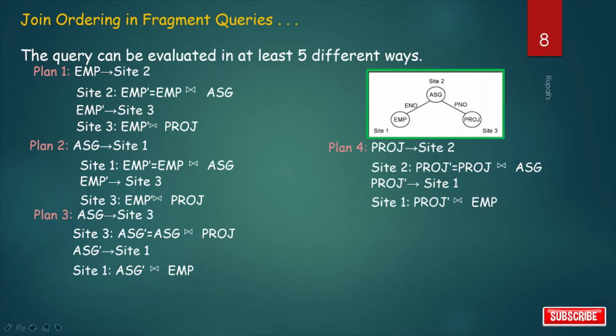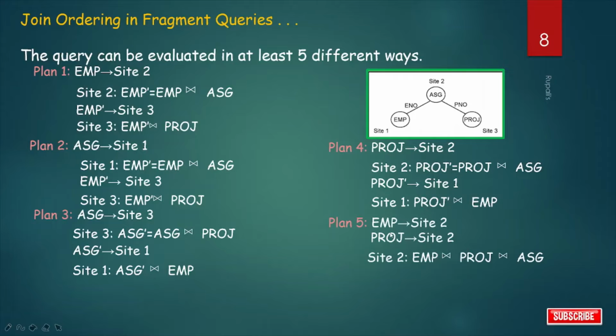Plan 4. Send project table to site 2. In site 2, do the natural join with AST table. So project natural join AST, resultant table is PROJ dash. Send PROJ dash table to site 1 and in site 1 do the natural join with EMP table. So PROJ dash natural join EMP.